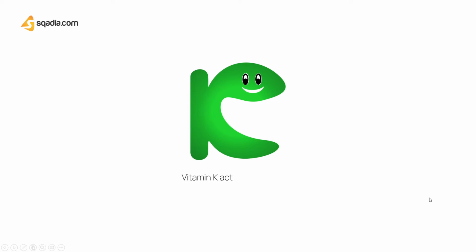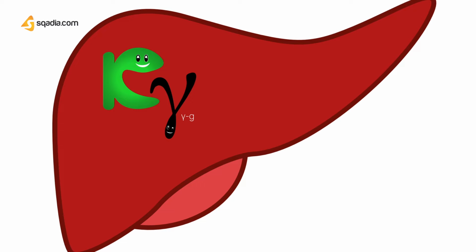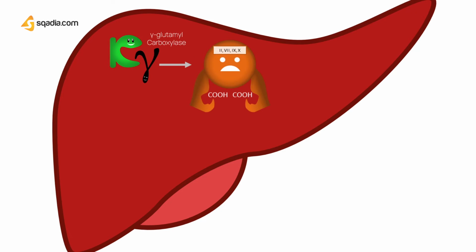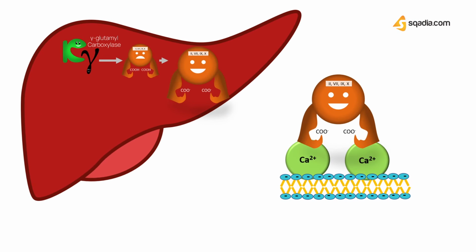So this vitamin K acts as a cofactor. A cofactor is just like a companion helping you to carry out any task quickly. So vitamin K acts as a cofactor for gamma-glutamyl carboxylase. Gamma-glutamyl carboxylase is an enzyme that causes carboxylation of glutamine residues of pre-clotting factors 2, 7, 9, and 10 and partially activates them. Now these clotting factors then bind to the cell membrane of platelets.